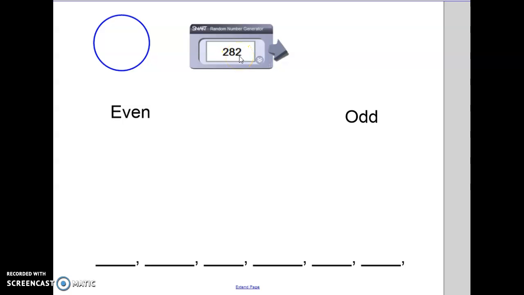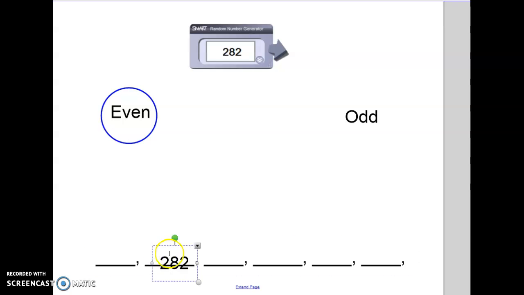Our number is 282. Look at your ones place. You have a 2. Does that make this number even or odd? It makes the number even. So 282 is an even number.